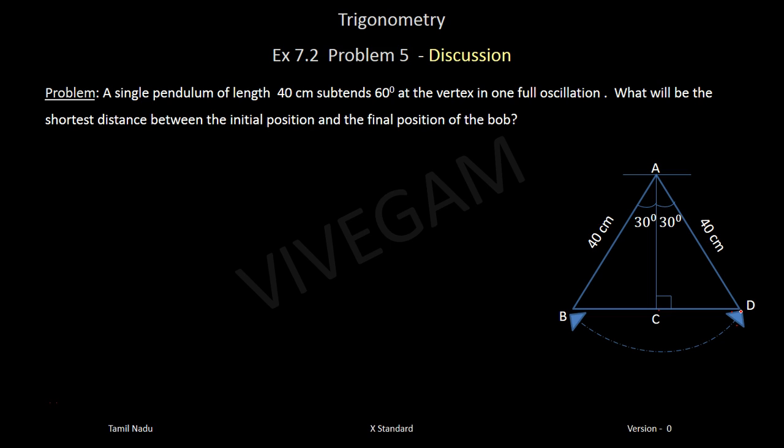Now, what are we asked? We are asked to find the shortest distance between the two extreme positions, that is, between B and D. The pendulum oscillates like this: it comes to B, then goes back and reaches D, and again comes back to B. So these are the two extreme points. What is the shortest distance between any two points? You just join those two points. A straight line between two points is the shortest. So all they are asking for is BD, and we need to calculate BD.